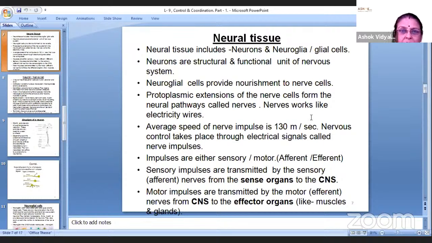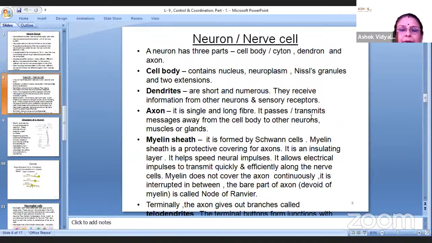So I think you have understood this. Neural tissue consists of neurons and the neuroglia. Next, the neuron or the nerve cell. We studied about the neural tissue, which consists of the neuron or nerve cells and neuroglial cells. First we study the nerve cell or the neuron.